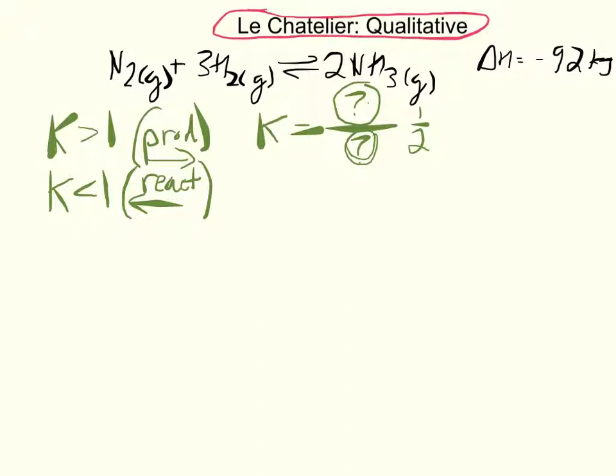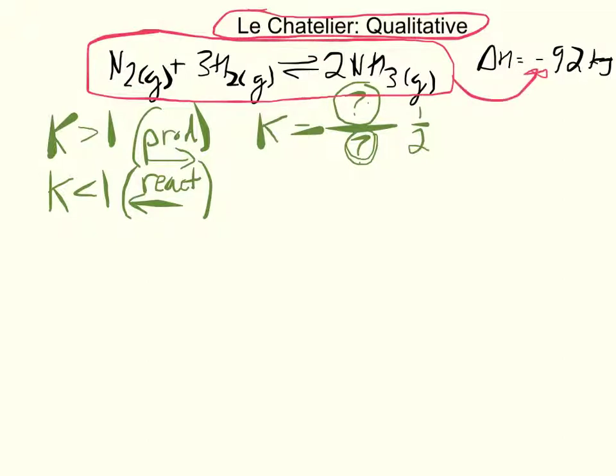So let's say we have this reaction here. We have nitrogen gas reacting with hydrogen gas to produce ammonia gas. And the enthalpy of this reaction is negative 92 kilojoules. Okay? Well, let's say we stress this reaction. There's a bunch of ways we could stress it. We could change the concentration. So let's say we added more N2.